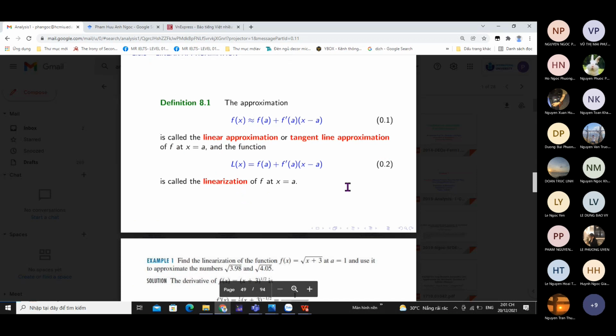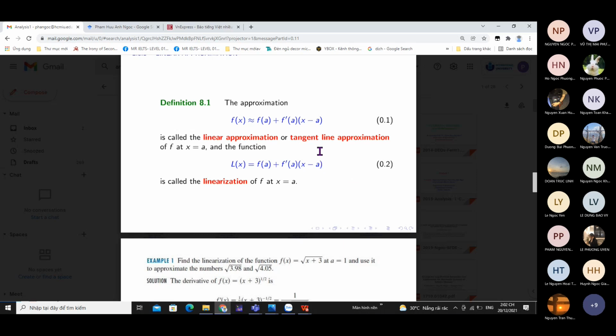By definition, the approximation f of x is approximately f of a plus f prime of a times x minus a is called the linear approximation or tangent line approximation of the function f at a. And the function f of a plus f prime of a times x minus a, exactly the equation of the tangent line, is called the linearization of the function f at a.